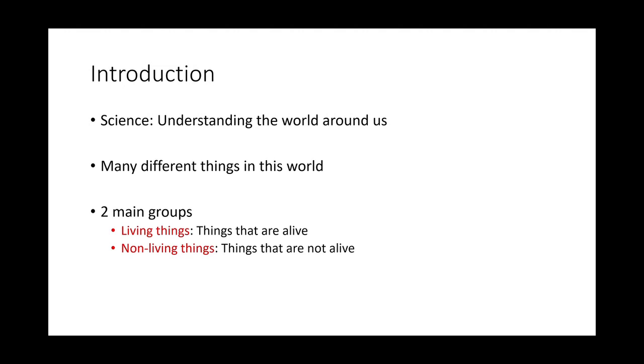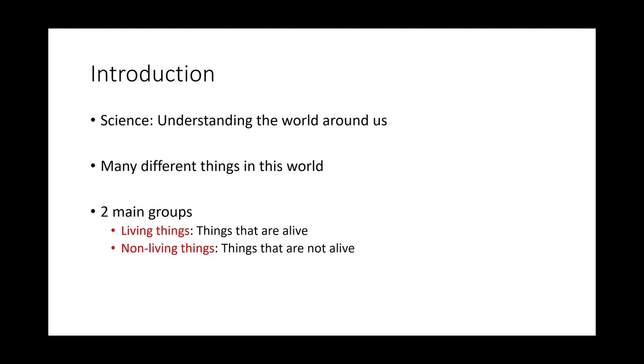Okay, so what is the studying of science? Science is the studying of the world around us. So why do we need to do that? Because in this world there are many different kind of things. Okay, a lot of different kind of things. So to better understand the world, that's why we have to study science.